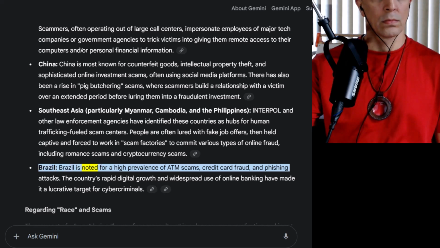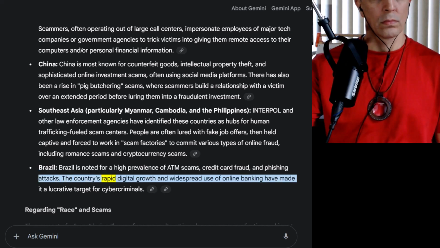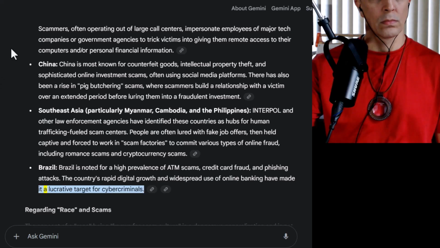Brazil. Brazil is noted for a high prevalence of ATM scams, credit card fraud, and phishing attacks. The country's rapid digital growth and widespread use of online banking have made it a lucrative target for cybercriminals.